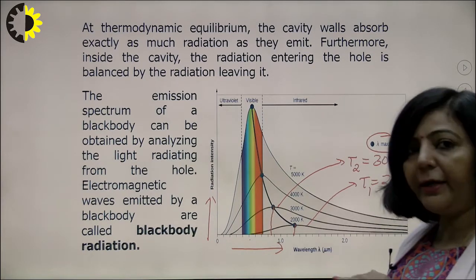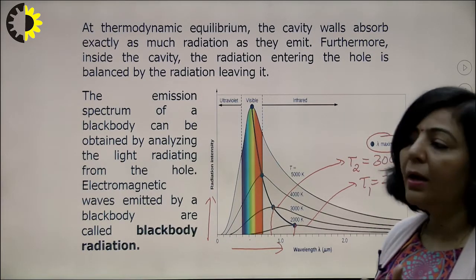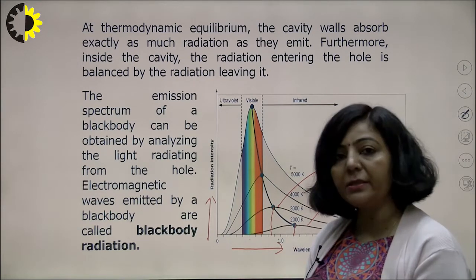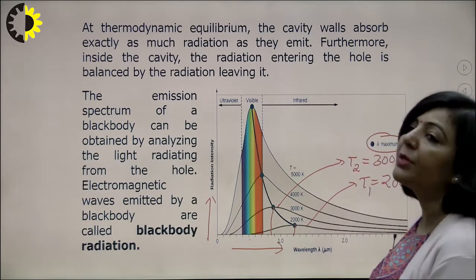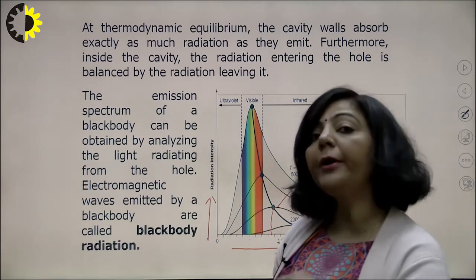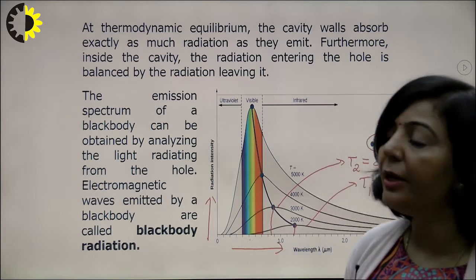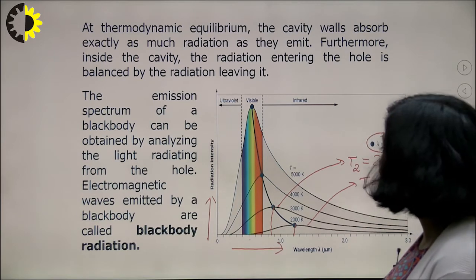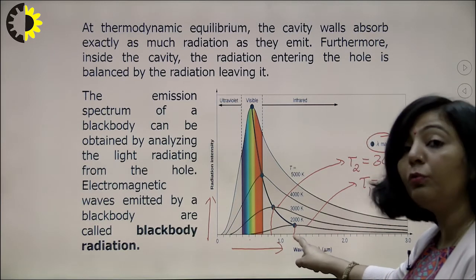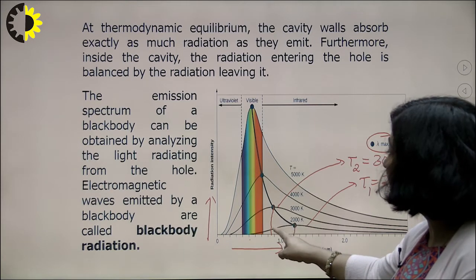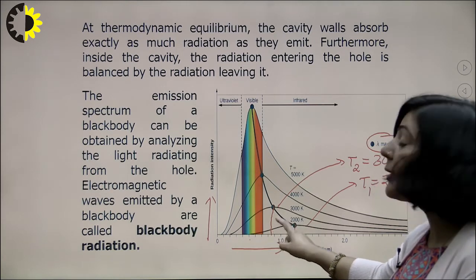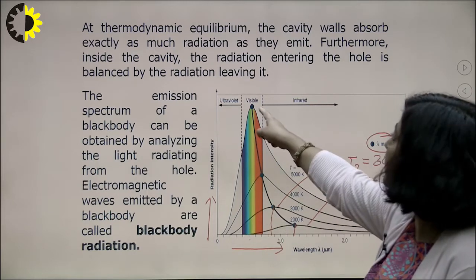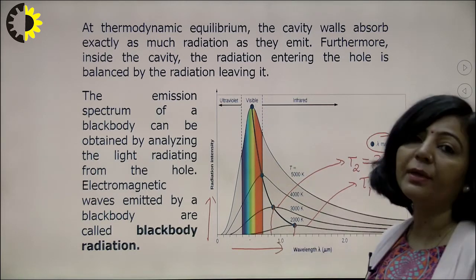So the wavelength at which you are getting maximum energy or maximum intensity is known as lambda max. So the wavelength corresponding to which you are getting maximum energy is known as lambda max for that temperature. You can see here, this is lambda max for 2000 Kelvin. This is lambda max for 3000 Kelvin. This is the lambda max for 4000 Kelvin. And for 5000 Kelvin, this is lambda max.